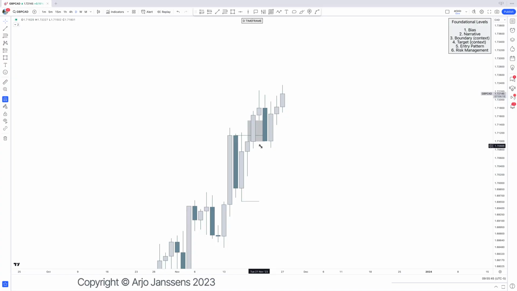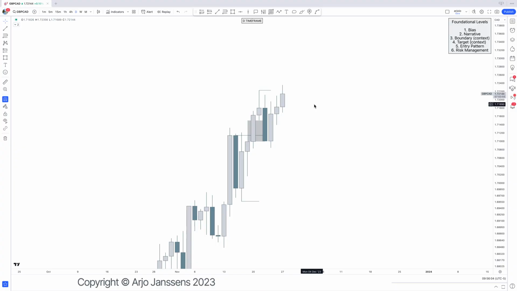Narrative: if we are going higher, where are we going higher from? We have this daily fair value gap sitting right there. Perfect. That creates our boundary as well. So the narrative and the boundary go hand in hand. What is then the target? The target is then this high, because that is the first premium array that we will encounter.